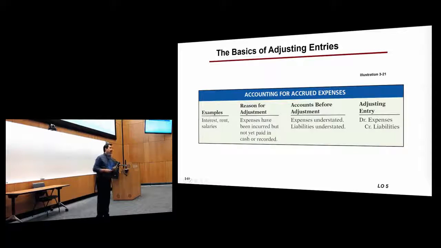As you can see, when we account for accrued expenses, we need to increase expenses, and we need to increase our liabilities, right? How do you increase expenses? We debit expense, we credit the liability. Any questions about that, or we're fine?